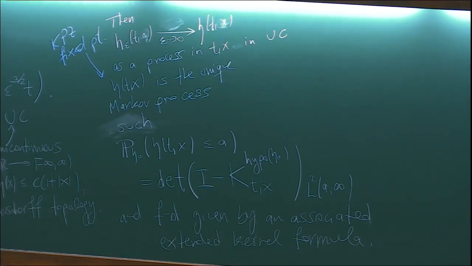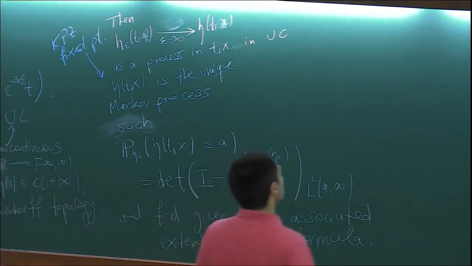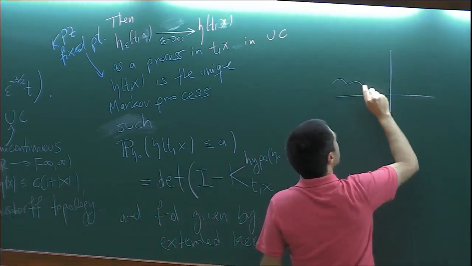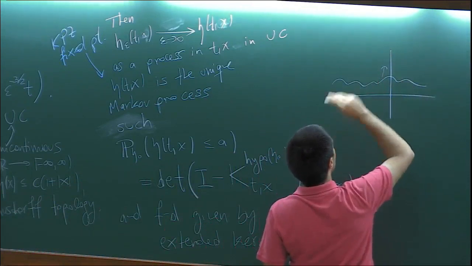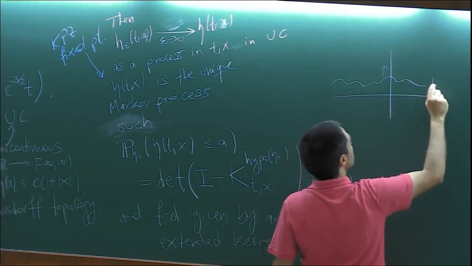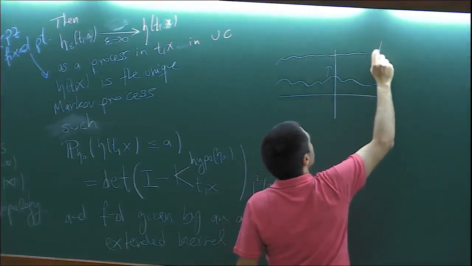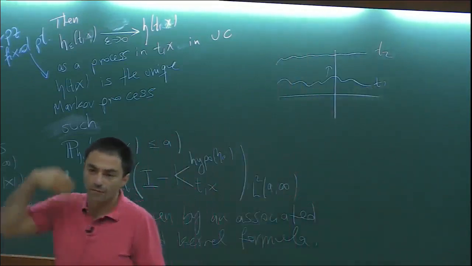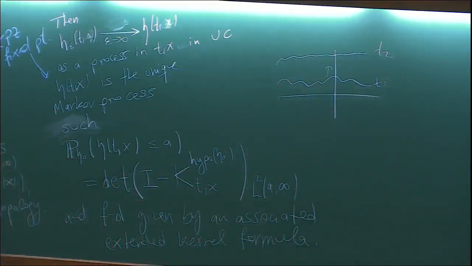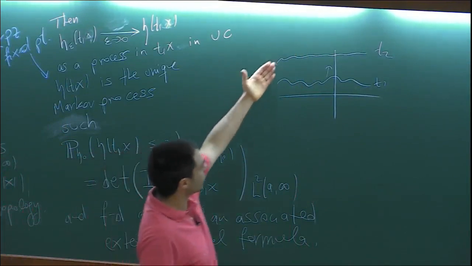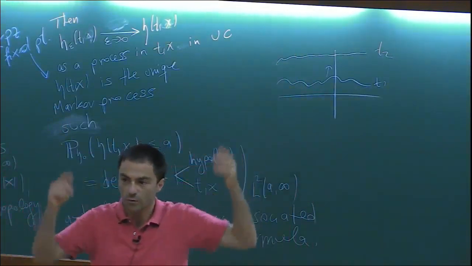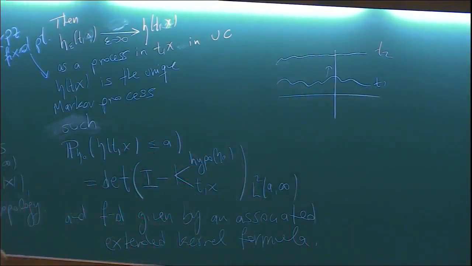So if I know what the interface looks like at a given time, I have my interface, and maybe it's evolving. It doesn't have to be going up, but for the sake of the picture, maybe this is T1, and then it's here at T2. If I want to know what the interface is going to look like after time T2, I don't need to know anything about what happened before. It's enough to know what the interface was at time T2.